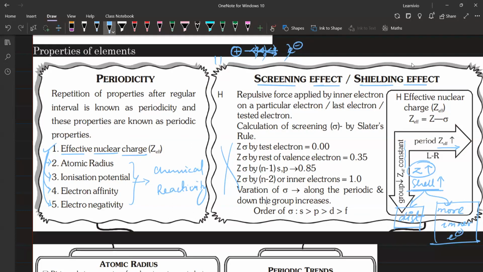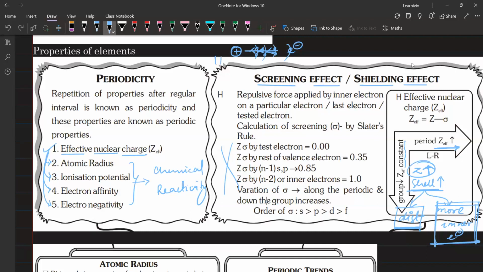Now, more importantly, you have to remember that in a period from left to right, the Z effective is increasing. Why is it increasing? Because the proton number increases, and when you are adding electrons in the same shell, the distance is still the same and there are no more inner electrons. You are not getting more inner electrons. You are adding on the same shell, on the outermost shell itself. That is why Z effective increases if you go from left to right in a period.